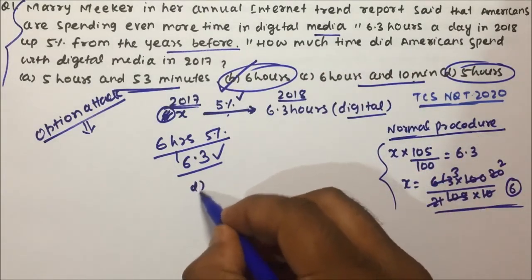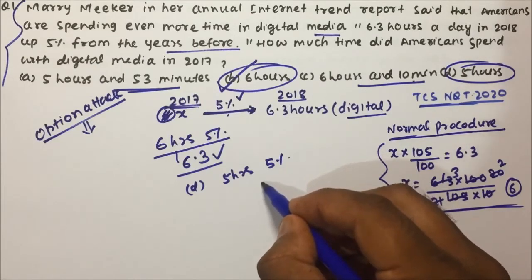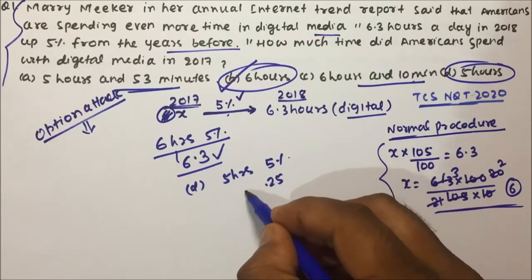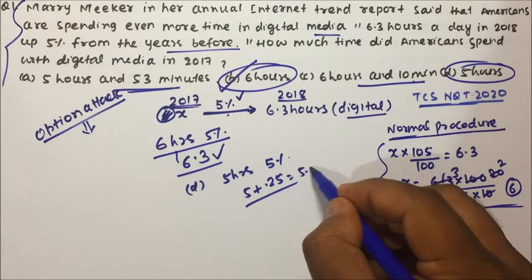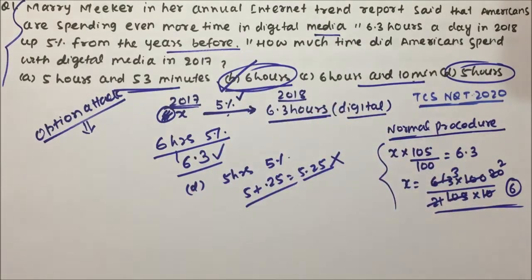You could have taken option D also. 5 hours earlier they are spending, now 5%. So 5% will be nothing but 0.25. So earlier they are spending 5 and now 0.25 more, then 5.25. No, now they are spending 6.3. So there is only one option, which is nothing but option B.